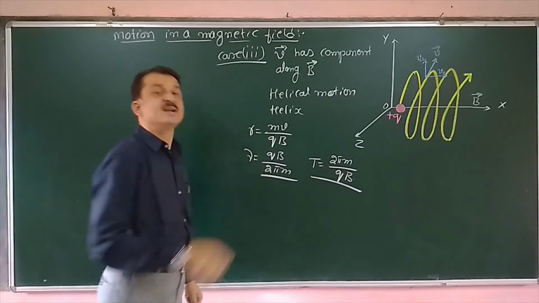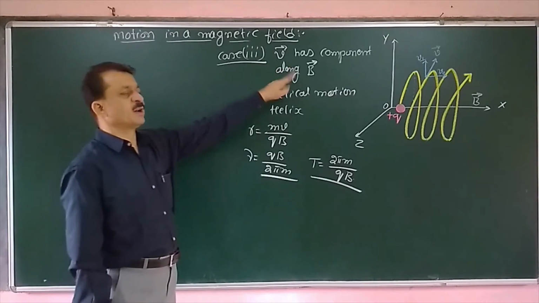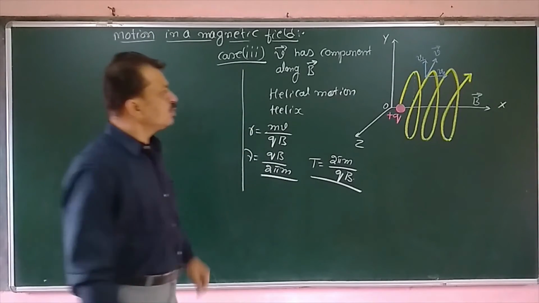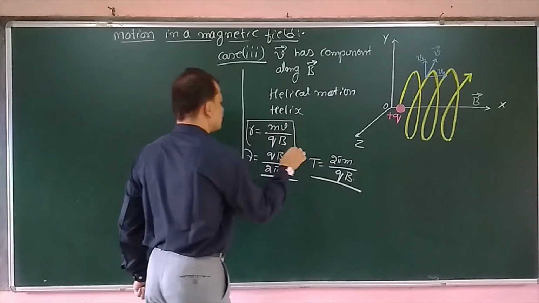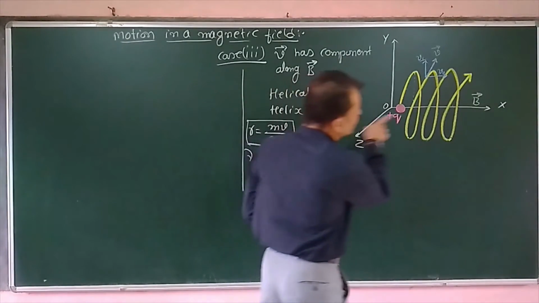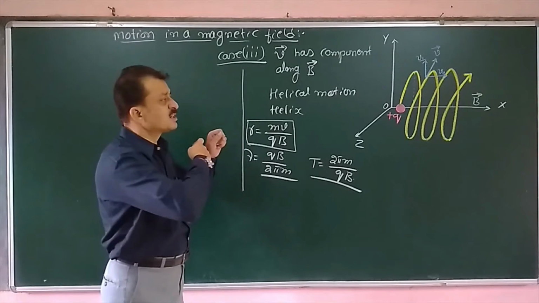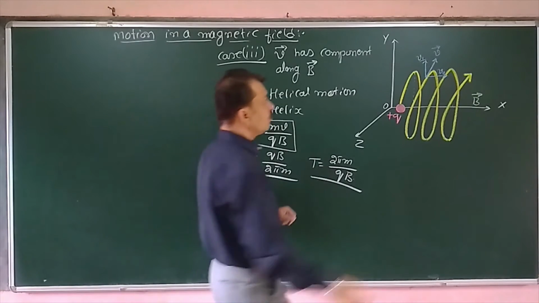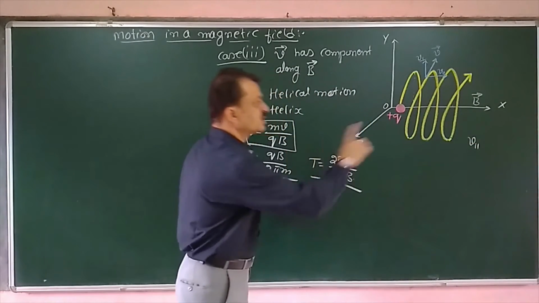These relations we have already derived in the circular motion case, that is, velocity perpendicular to the magnetic field. Look here, therefore the radius in the case of a helical motion is also the same expression: r is equal to mv divided by qB. But because of the horizontal component, that circular motion is not constant, it is moving along the x direction with a horizontal velocity v parallel.